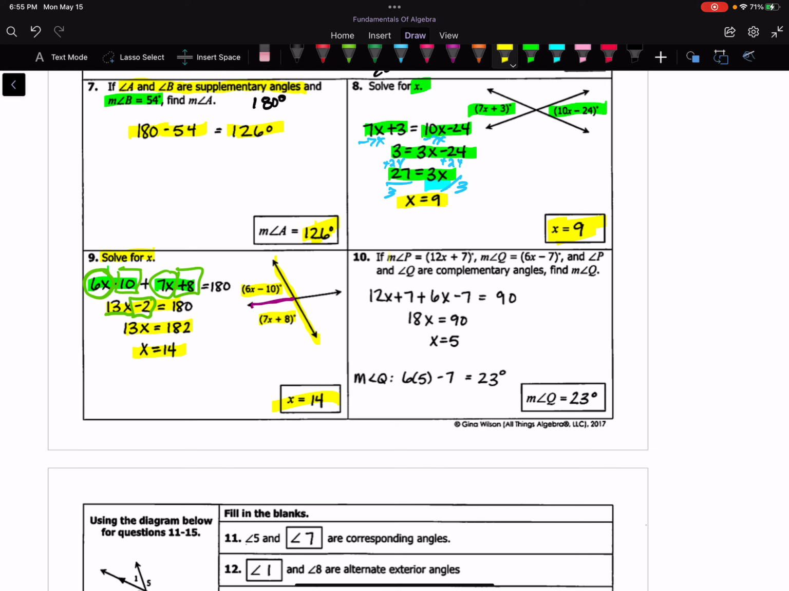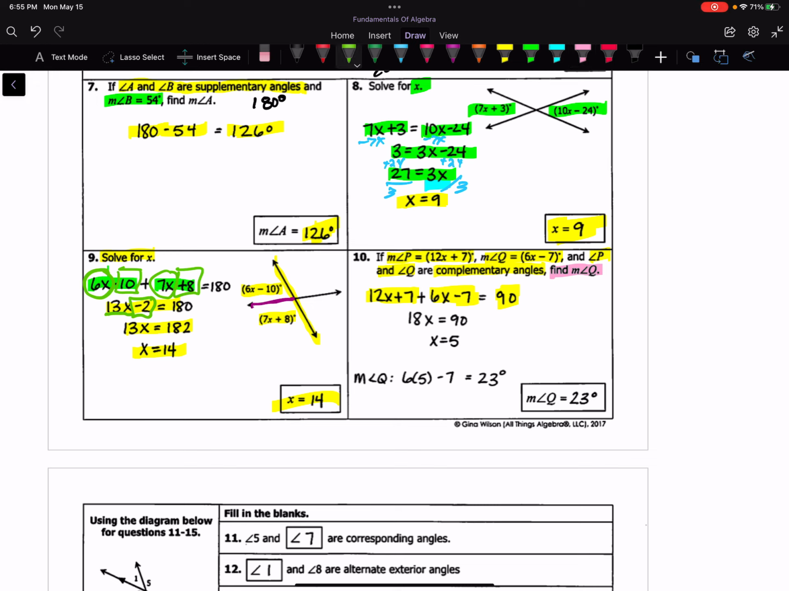Now we're given the measure of angle P is this equation in degrees, and the measure of angle Q is this equation in degrees. P and Q are complementary angles, okay? Complementary means they add up to 90. There's our 90. There's our 2 equations, okay? Now notice that they're asking us to find the measure this time. They're not saying find the value of x, they're finding the measure. So we have to solve for x.